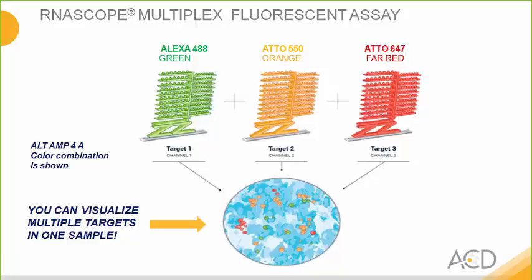Again, this shows the 3 independent amplification trees that are built for each channel, which will allow you to visualize multiple targets in one sample, so that your C1 target is a tree that is being fluoresced by the Alexa 488. Your C2 probe has its independent tree, then being fluoresced by the Atto 550, and you have the C3 marker being fluoresced by the Atto 647.